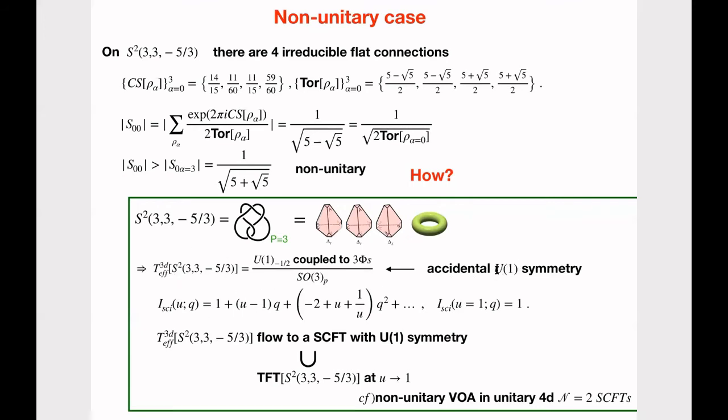Then if we turn on a background gauge field coupled to the U1 symmetry, this partition function behaves like the partition function of a non-unitary TQFT. This is why we can get a non-unitary TQFT. So this is our interpretation of how the non-unitary system can appear in this theory. In this way, not only unitary TQFTs, but also non-unitary TQFTs can be obtained from these three-manifolds.